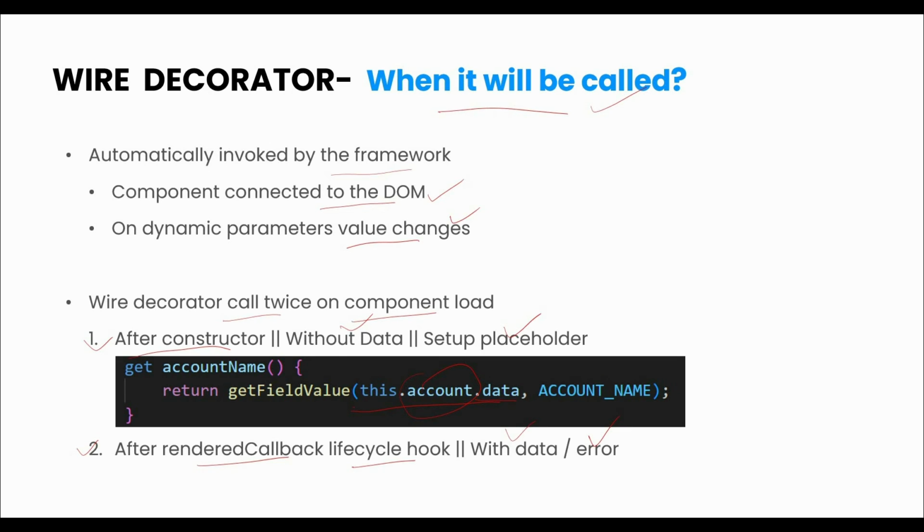Alright, let me summarize this again. The question was, why wire decorator get calls twice on component load? So this is because in first call it returns a placeholder object without data. Why? Just to make sure that we don't get any issue due to null or undefined variables. This process also helps in component structure rendering, okay? And second time it fires when framework gets data, which means in first call we will always get undefined in data and in error property, and in second call we will get data if everything is fine, else we will get error in error property.